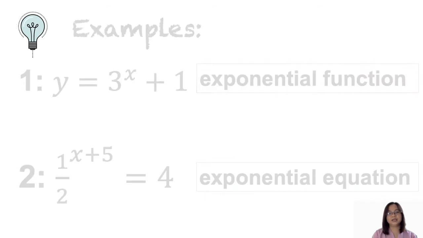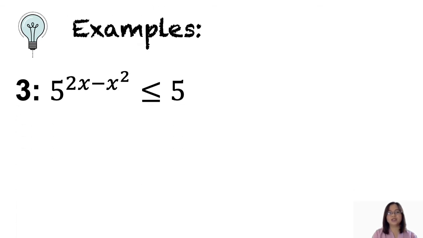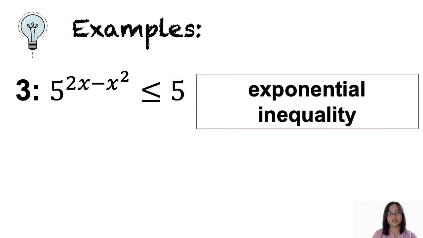Take a look at this. Sample number 3: 5 raised to the 2x minus x squared less than or equal to 5. Obviously, there is an inequality symbol, the less than or equal to. So this could be an inequality, but we need to make sure. Take a look at the exponent. Yes, it has a variable in its exponent. Therefore, this is an exponential inequality.